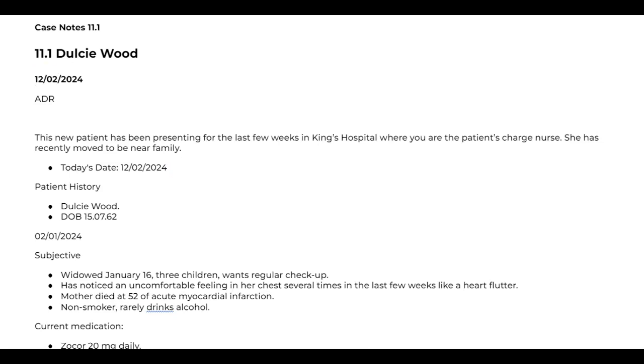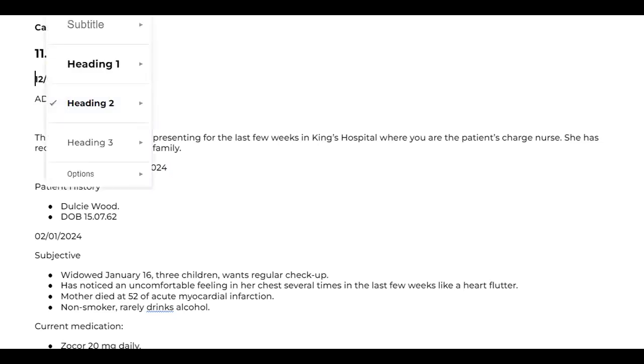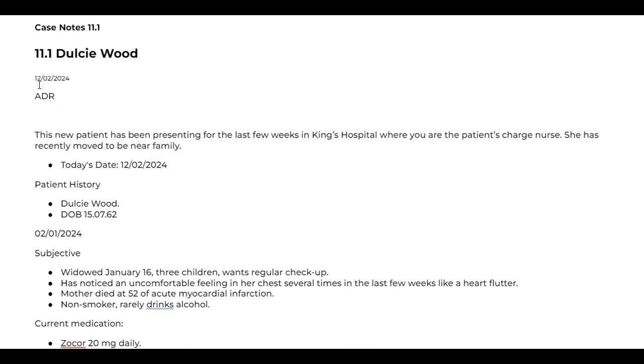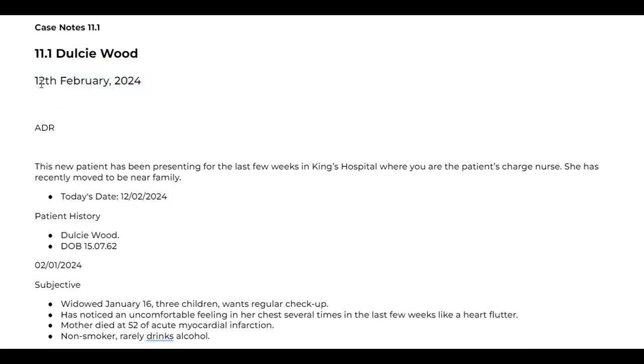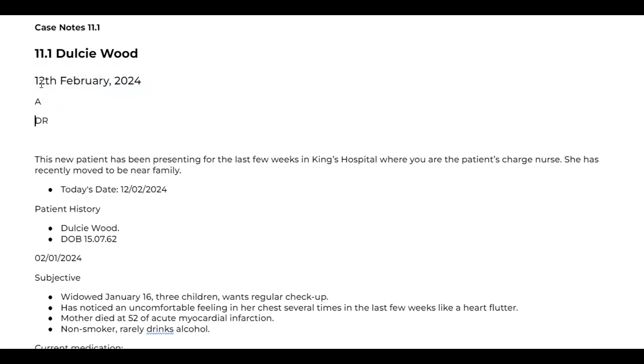We got the date. But you have to change the pattern of the date here. The style should be like 12th February 2024. So we wrote the first element of the letter here. That is it. And now we need the address of the recipient, the A of DADR.